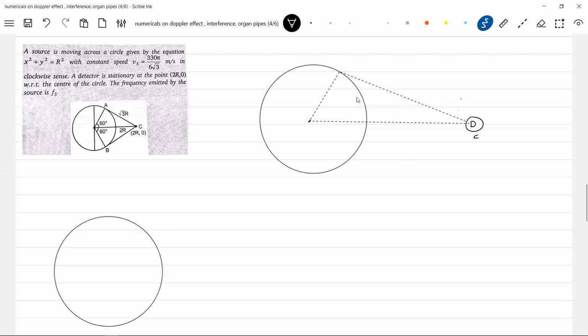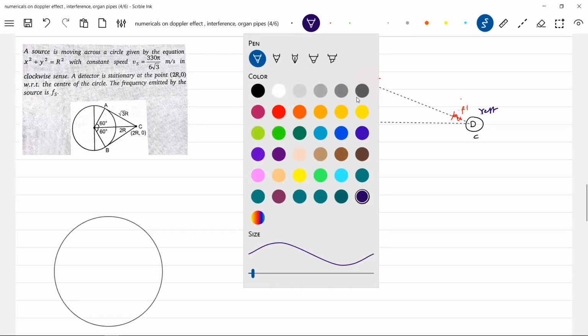The first diagram, let me take it. So the source, let it move in a clockwise sense, so it will be here. So when the source is here, the velocity of the source should be tangential and the detector is at rest. It will generate a wave. And by the time it arrives here, it will become f dash. Okay, this is some basic condition.